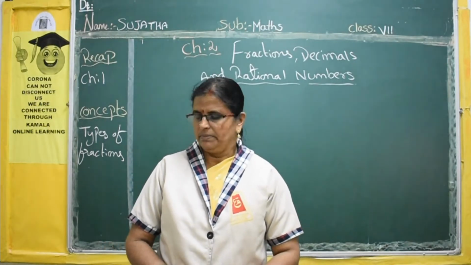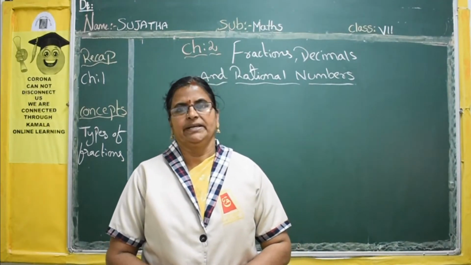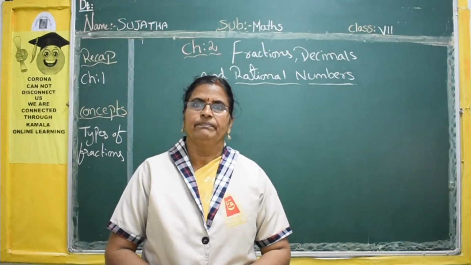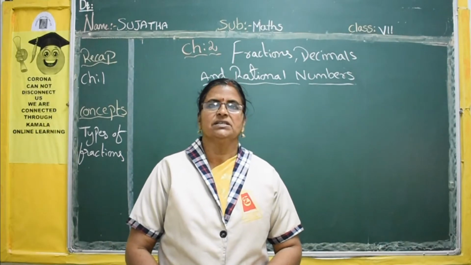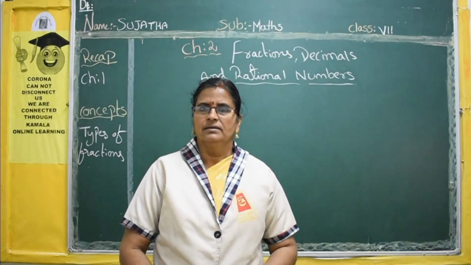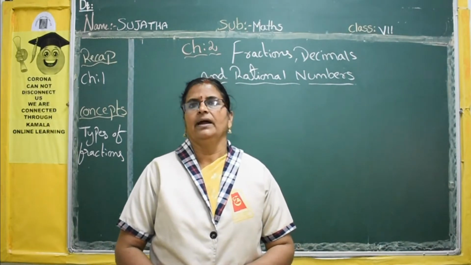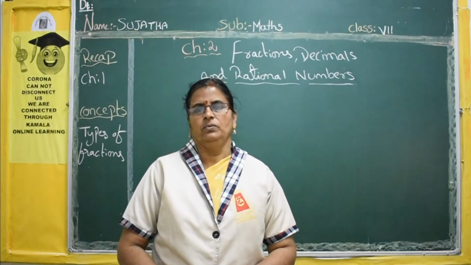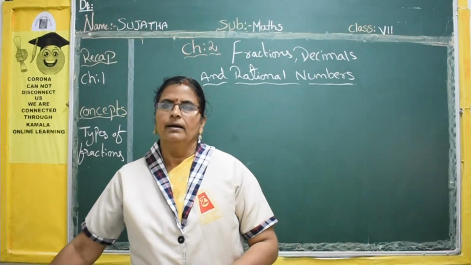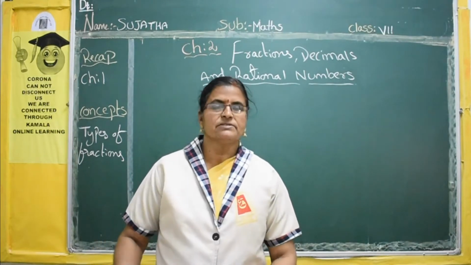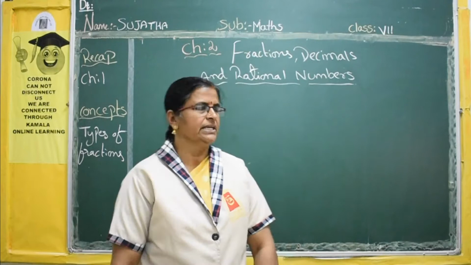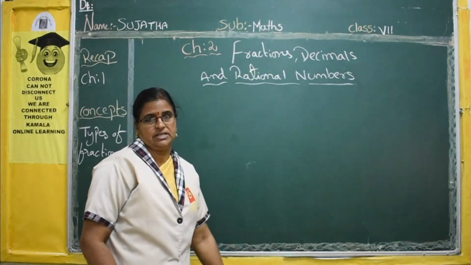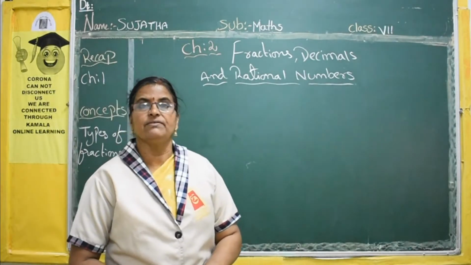Now, we have successfully completed chapter 1. What did we learn in chapter 1? Properties of integers, how we can apply them, number lines, and some sums also we did. Now the second chapter will be fractions, decimals and rational numbers. First we will see fractions.